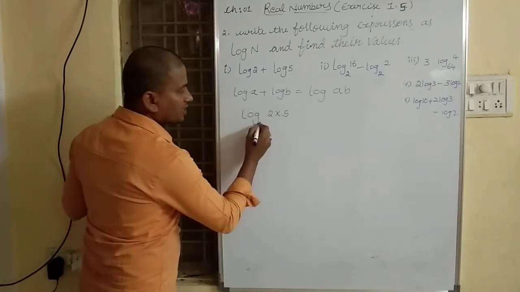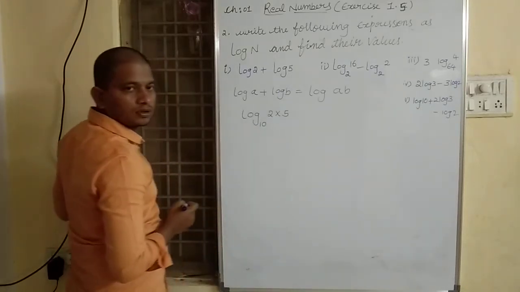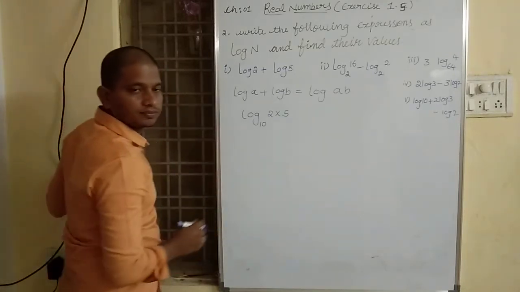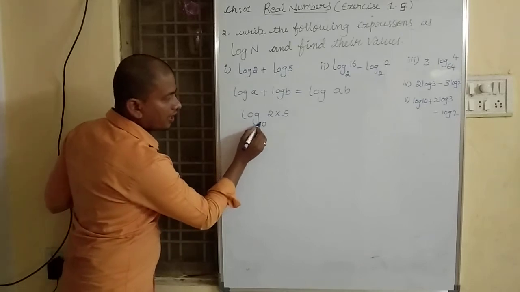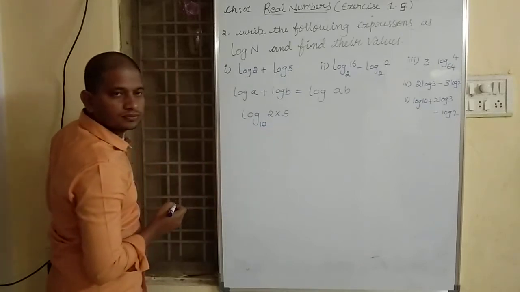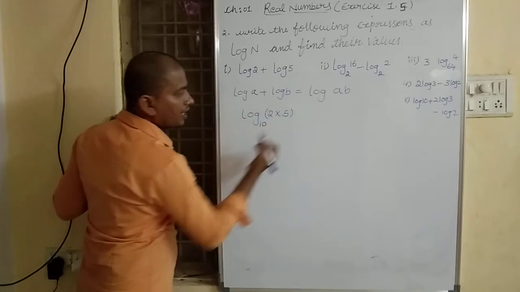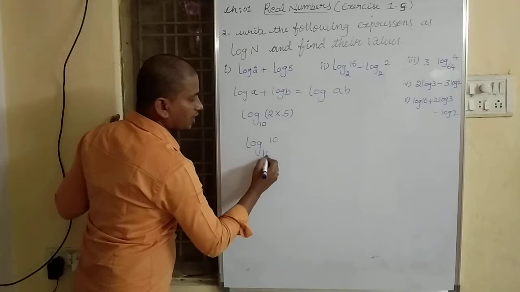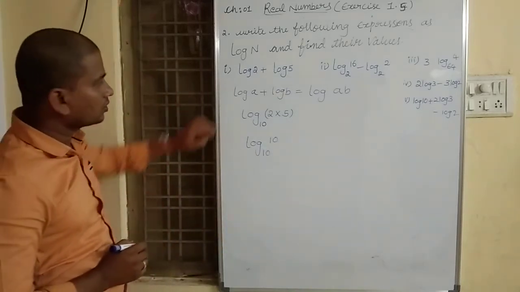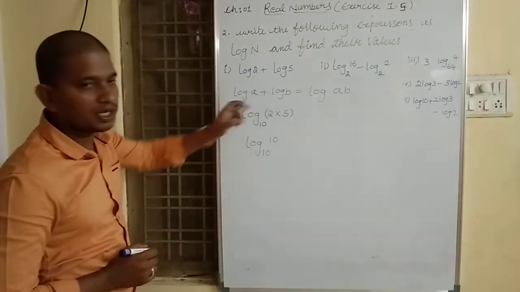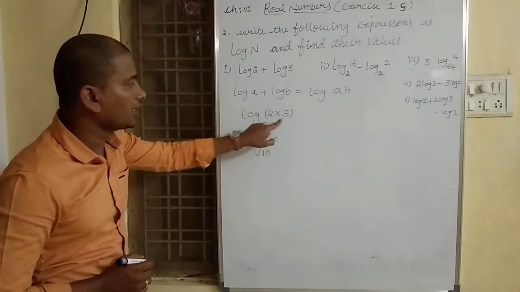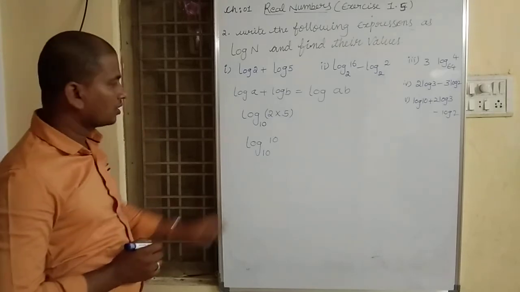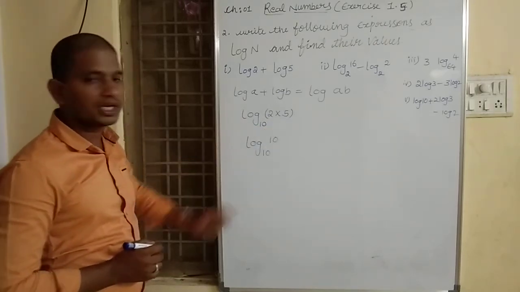Here nothing is given for the base, so we can write it as 10. The logarithm with base 10 is called common logarithm. So 2 into 5, 2 fives are 10, to the base 10. Got it? Log A plus log B, we can write as log A into B.